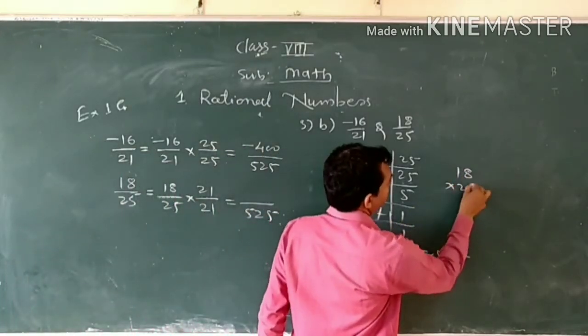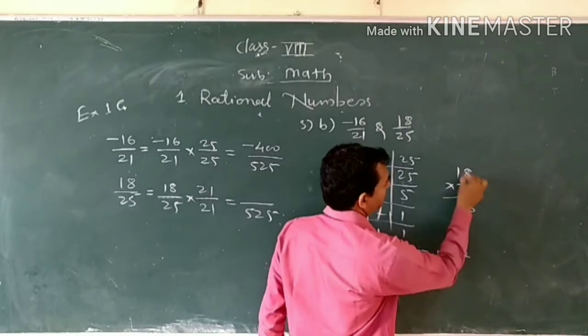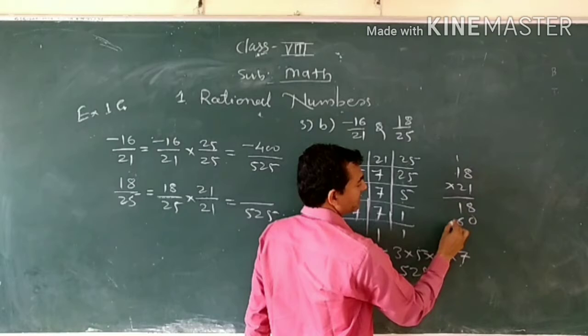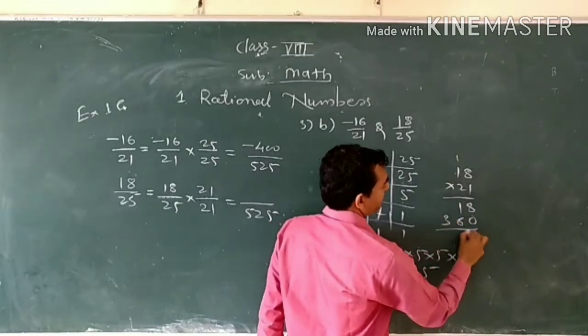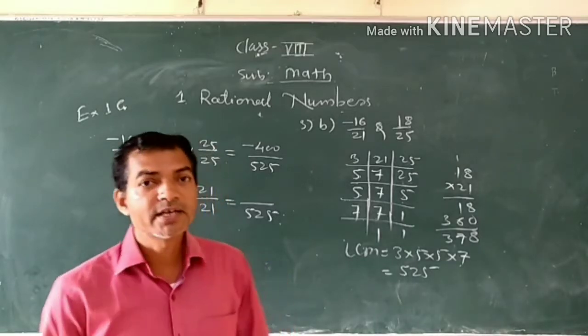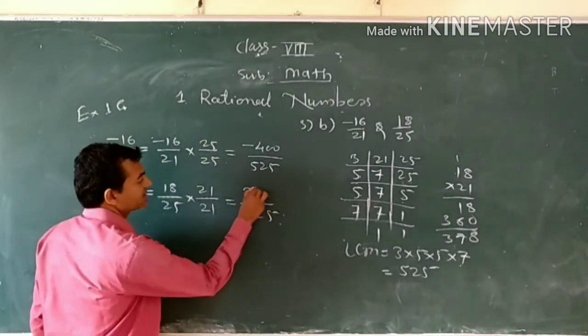18 into 21. So we can get 1 8s are 8, 1 1s are 1, 0, 2 8s are 16, 6, 1 remains, 2 1s are 2 plus 1, 3, 8, 7, 3. So we can get 378. Okay. What you can get? 378. Means this number is 378.